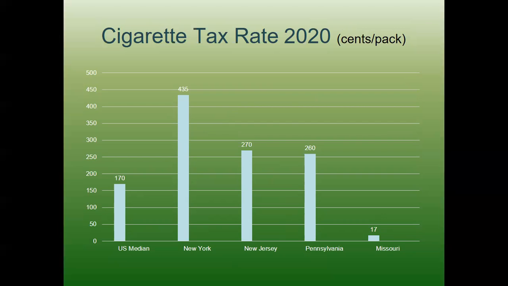They're taxed very heavily around the country. If you take a look at the United States, the median cigarette tax rate on each pack of cigarettes that you might buy is $1.70. New York has the highest cigarette tax rate in the country at $4.35 per pack. And New Jersey and Pennsylvania are roughly the same at $2.70 a pack and $2.60 a pack.